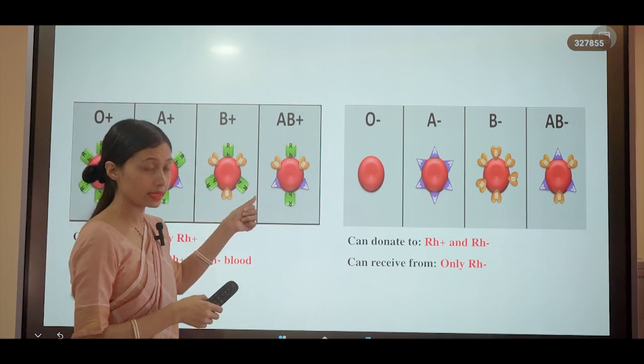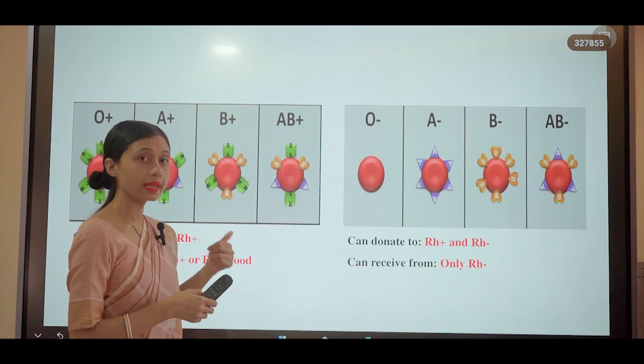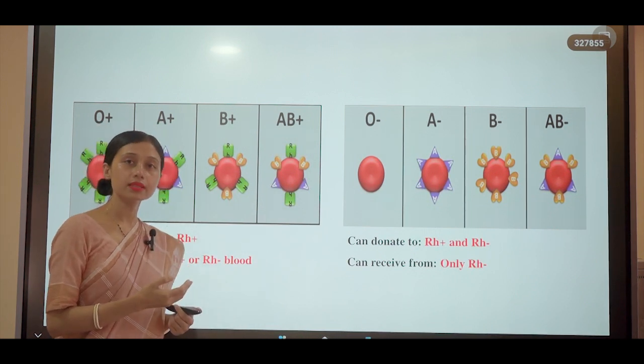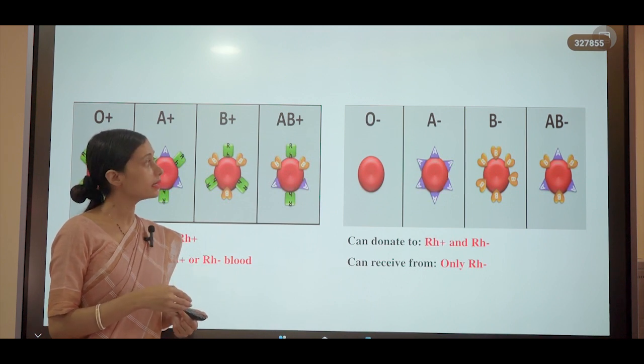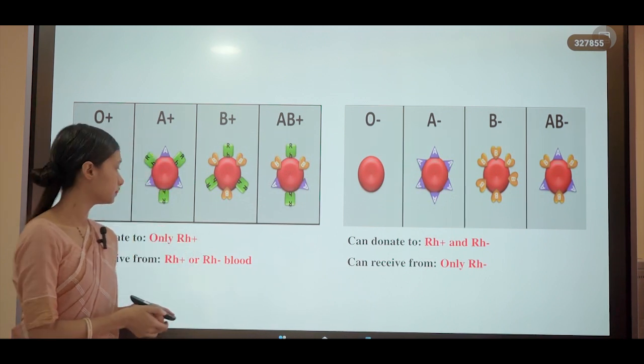And in case of O negative blood, all these three antigens are absent. In case of A negative blood, only antigen A is present. In case of B negative, only the B antigen is present. In case of AB negative, A and B antigens are present.